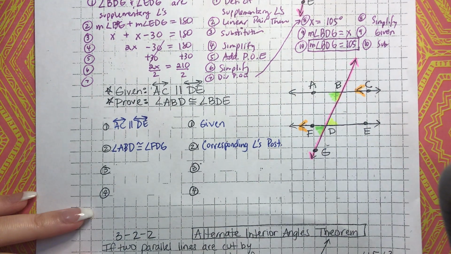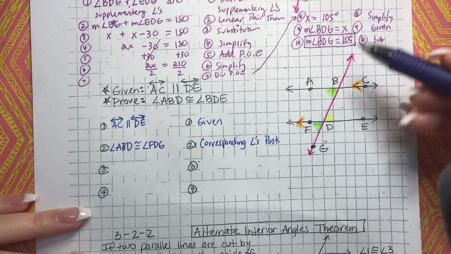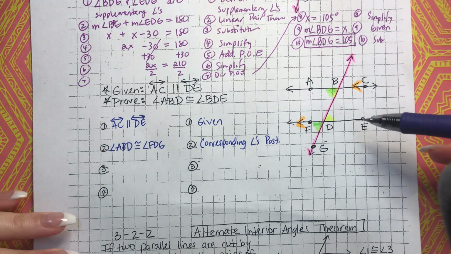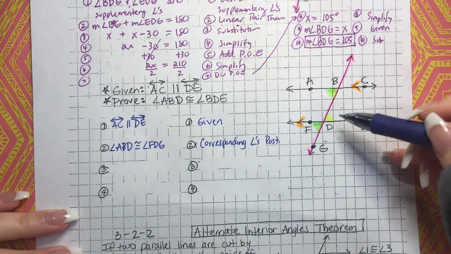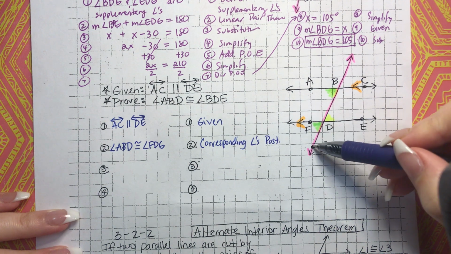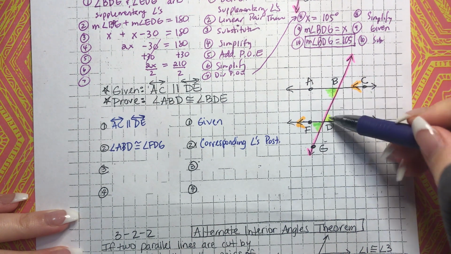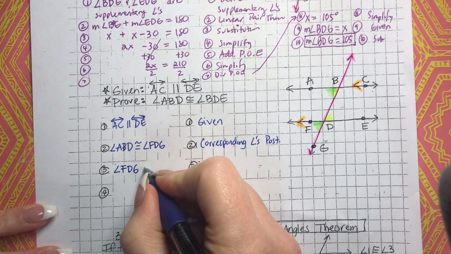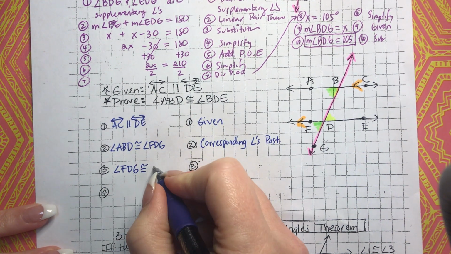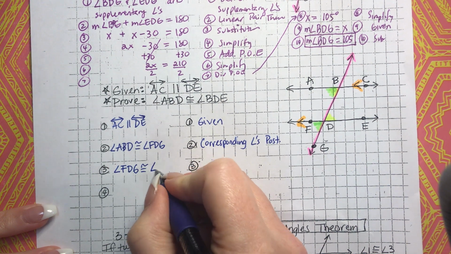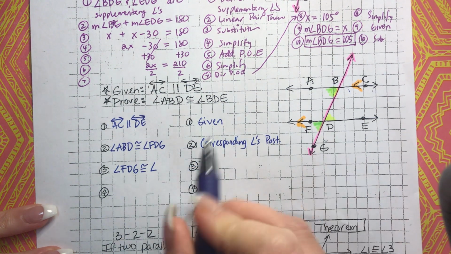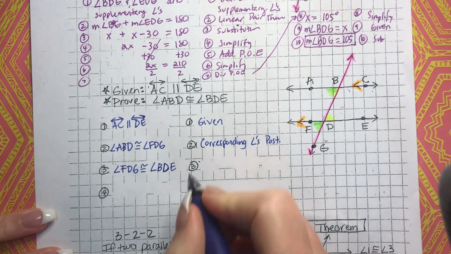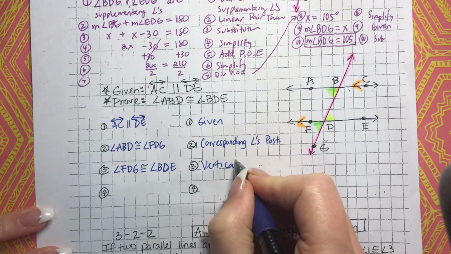So then what do we see, right? Well, I see that these two angles are actually vertical angles, which means that they are the same. So I can say that angle FDG is congruent to angle BDE because of the vertical angles theorem.